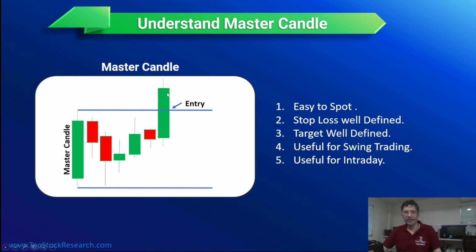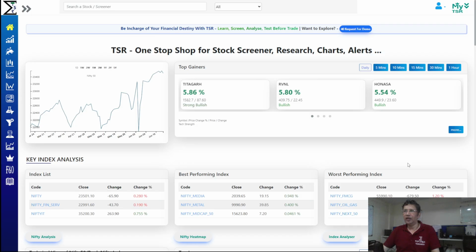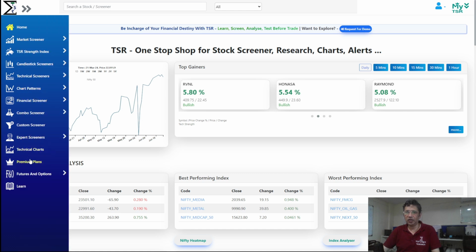If it is a breakout, it's likely to go up. If it is a breakdown, it's likely to go down, right? We'll see with an example, which will give you a better idea and confidence. So the first thing is strategies on master candle in TSR. As we always do, we go through the concept, and then we'll go for real-world experience with hands-on using Top Stock Research.